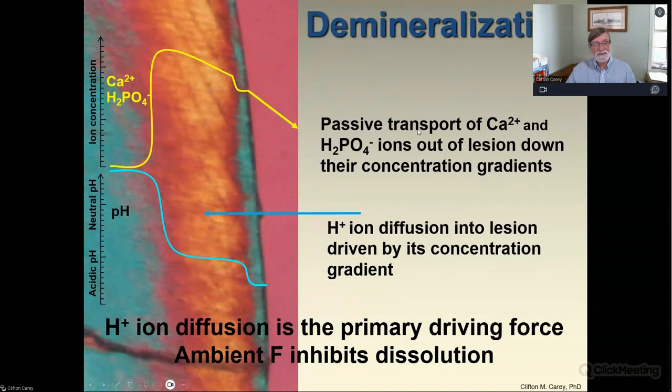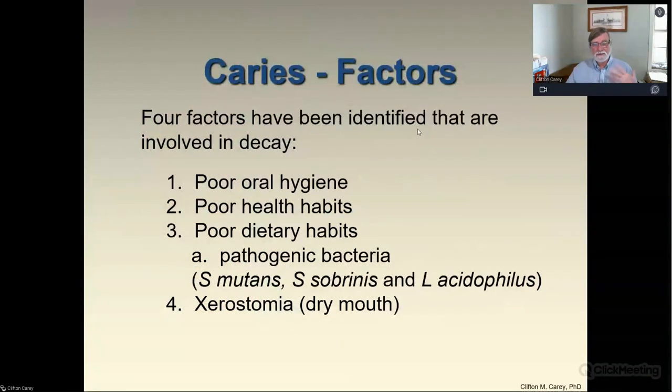Now, with your deep insight into what's going on in the early caries, let's talk about some of the factors that lead to it. I've mentioned before, there's poor oral hygiene, poor health habits, poor dietary habits, and xerostomia. All of these are different for different people because they have different habits and different hygiene capabilities. But these are all the caries factors that we have to pay attention to.